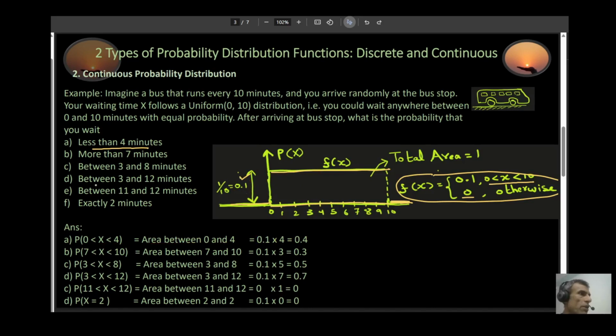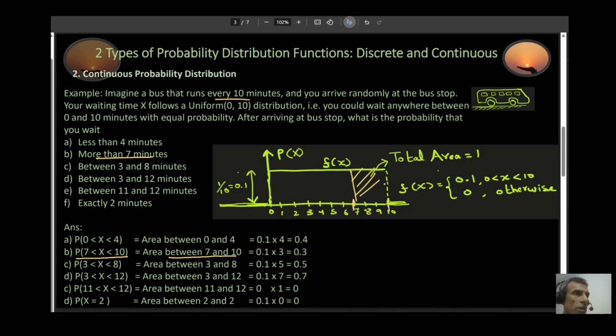Now, what is the probability that you could be waiting more than 7 minutes? In other words, what is the probability that your waiting time x is between 7 and 10 minutes? Remember, you can never wait more than 10 minutes because you know that the bus arrives every 10 minutes. So the probability that your x is between 7 and 10 would be the area between 7 and 10. This is my 7 right here and this is my 10. The area is going to be your height, which is 0.1, multiplied by the length of this base, which is 3. So 0.1 times 3 is a 30% chance.